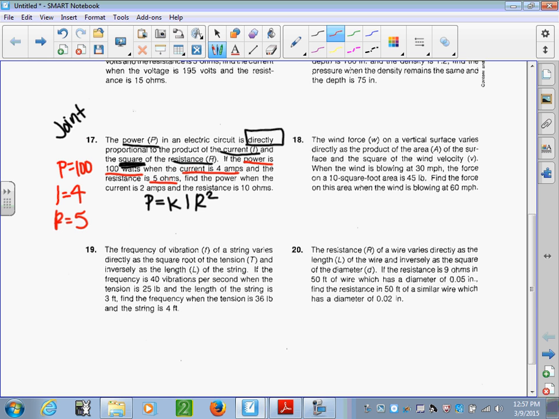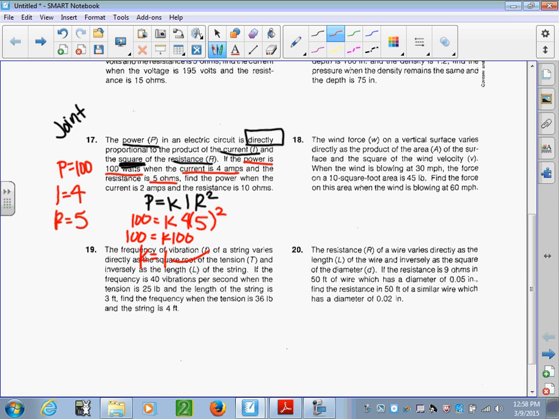So I'm going to plug these in. I have 100 equals K, I is 4, and resistance is 5 squared. Alright, so 5 squared gives me 25. 25 times 4 gives me 100. So this will equal K times 100 equals 100. And I need to solve for K, so K equals 1, right? I divide 100 from both sides.